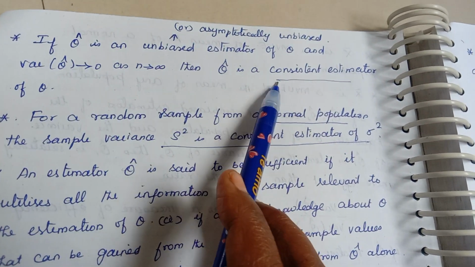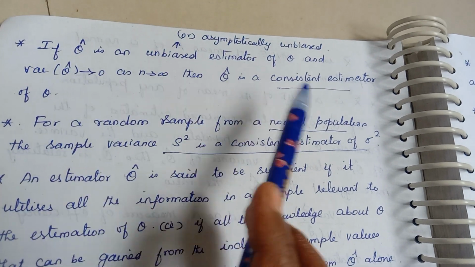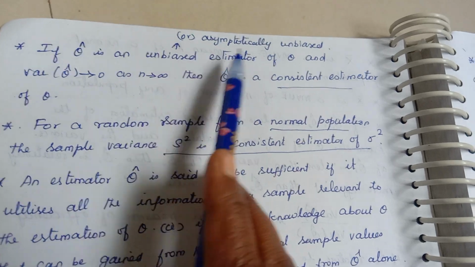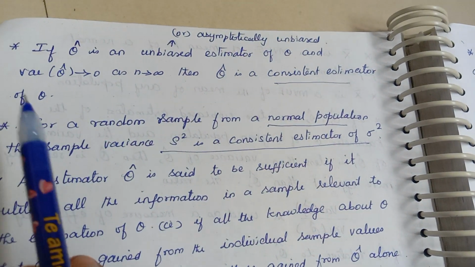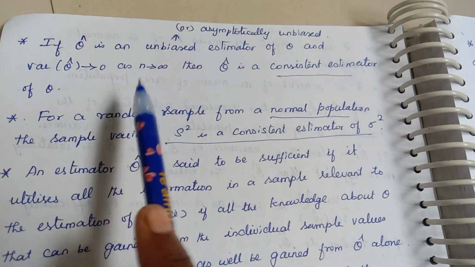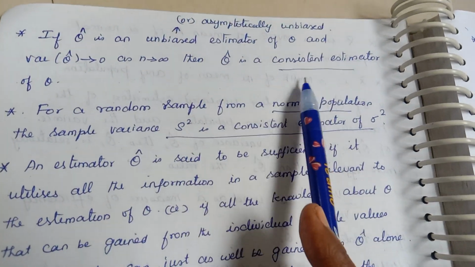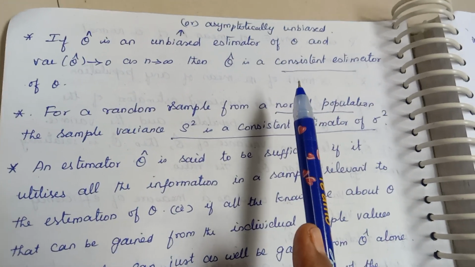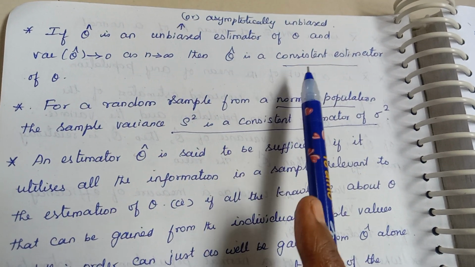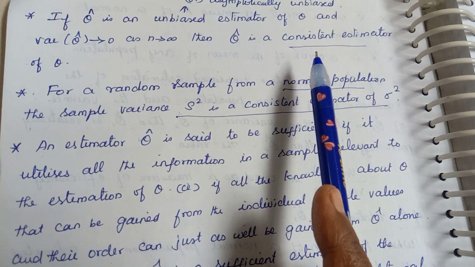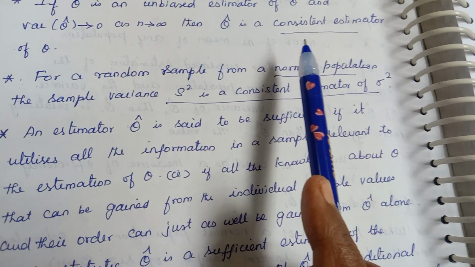What is the meaning of consistency? First, for an estimator to be consistent, it has to be unbiased, or otherwise asymptotically unbiased. That is the first condition. Second condition: the variance of theta cap tends to 0 as n tends to infinity. That is called a consistent estimator. First we find an estimator, then we check whether it is unbiased, and after that we check consistency. So we are moving towards the population parameter with more and more properties.